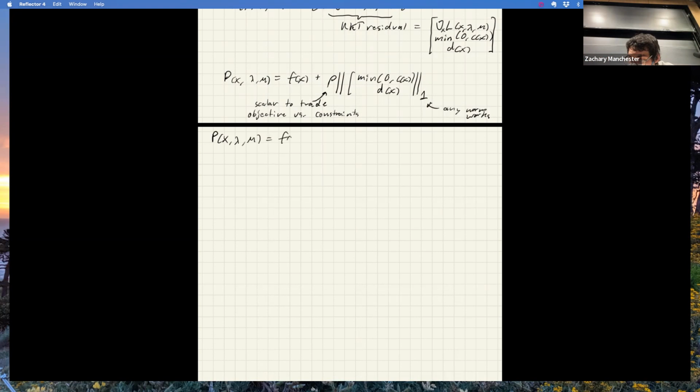And so this looks like f of x, Lagrange multiplier, duals for both sets of constraints, and then violation penalties for both sets of constraints.